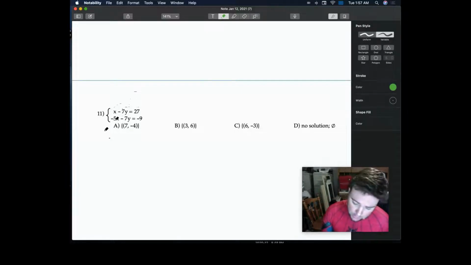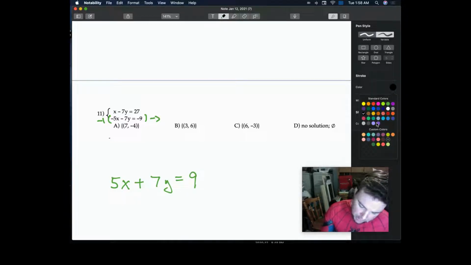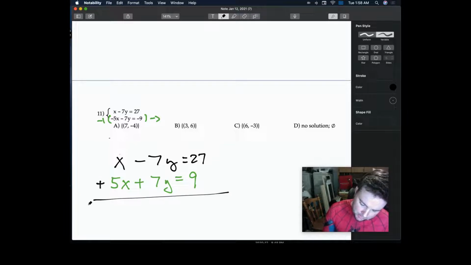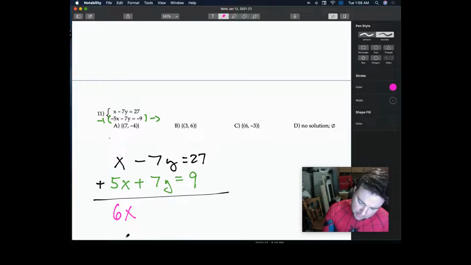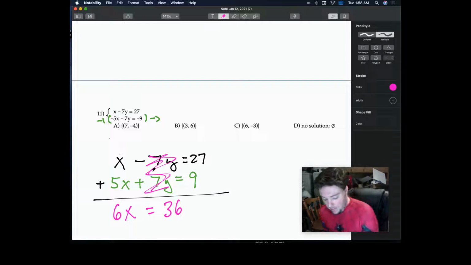Well, what's really clear, I think, is we can multiply the bottom one, and you could do the top one as well, it doesn't really matter, by negative 1. Actually, I'm going to rewrite it down here. And all that happens when you multiply by negative 1 is you change all the signs. And we want to change the signs. So now, when I put the two equations together, right, we're going to end up getting what? 1x plus 5x is 6x. Negative 7y plus 7y is going to cancel out. And 27 plus 9 is going to be 36.